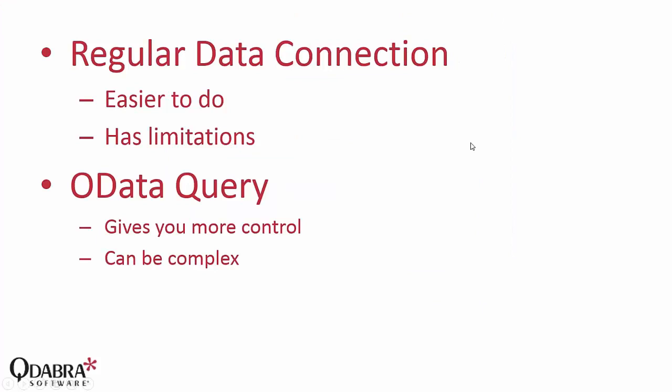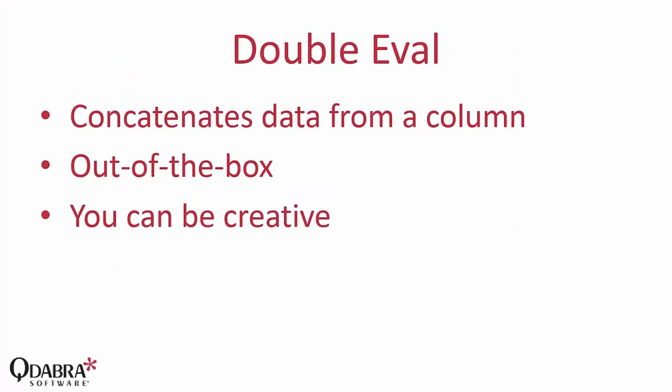So moving on, one of the techniques that I love to do is a double eval approach. What's great about a double eval approach is that it concatenates data from a column. Now, this technique is out of the box. You don't need to write code. You can simply perform this using a bunch of rules or default data in InfoPath. And you can be very creative with your logic, and you can perform a lot of stuff.